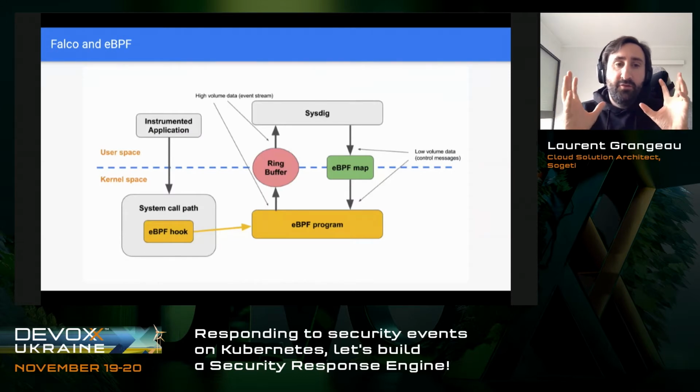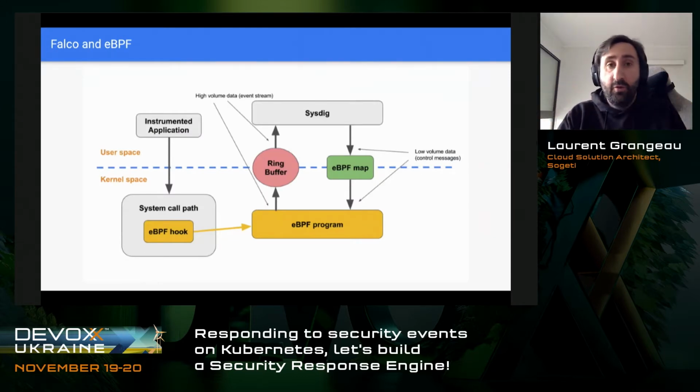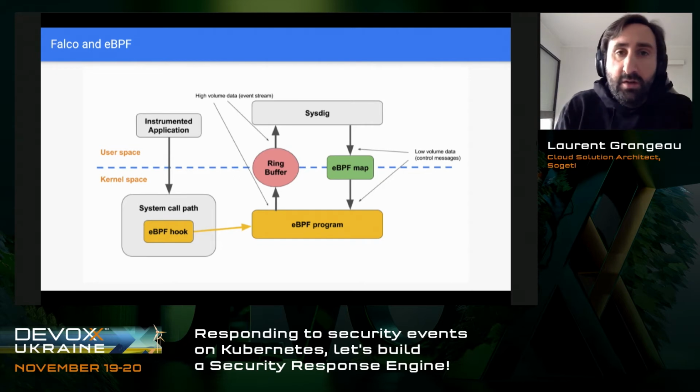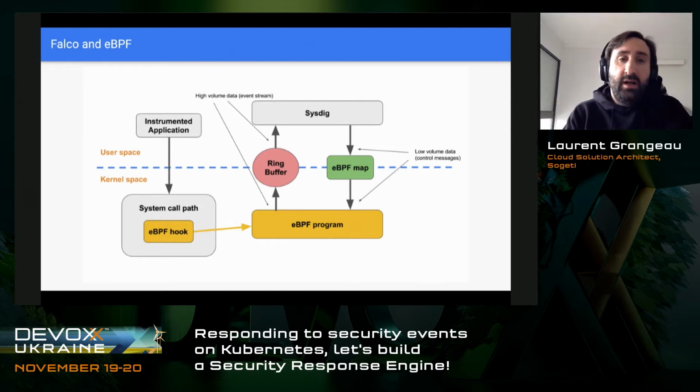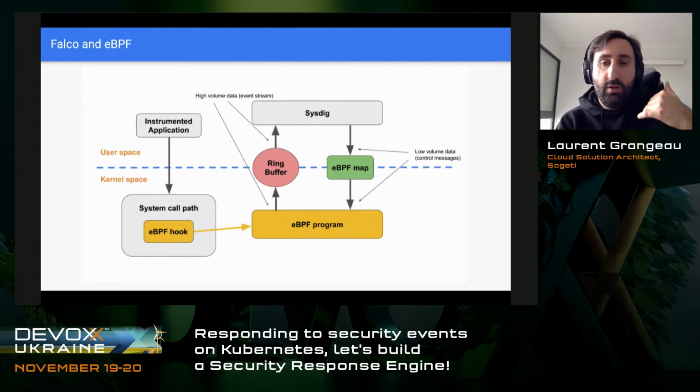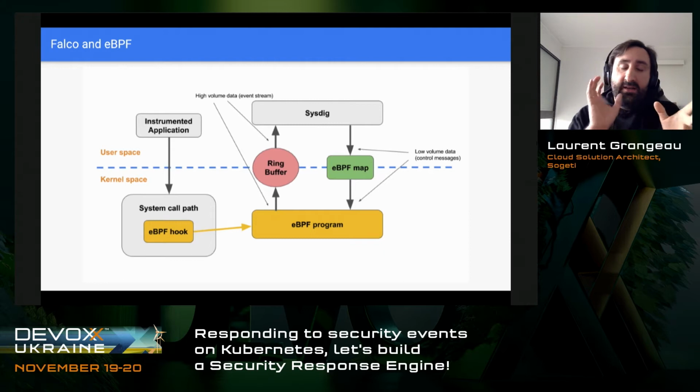So basically, you have your instrumented application, like for example your container. You have an eBPF hook that intercepts the calls and sends them to sysdig through a ring buffer, because you have lots of information running on the ring buffer. You will have a high volume data event stream, and you will then have low volume data on the eBPF map to respond to the eBPF program. So this is how Falco can intercept syscalls inside eBPF.